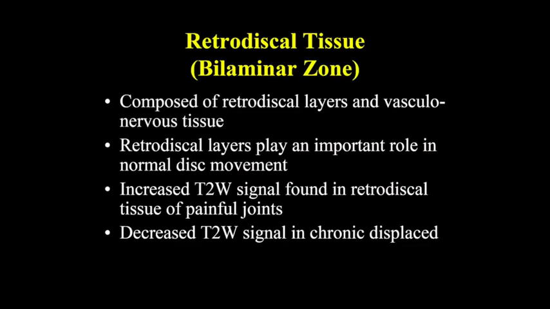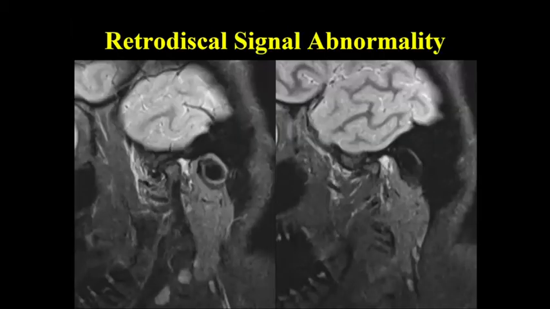The retrodiscal soft tissues are composed of retrodiscal layers and vasculonervous tissues. These play an important role in normal disc movement. Increased signal is seen in the retrodiscal soft tissues of painful joints. We can also see decreased signal in chronically displaced disc. Here we can see the increased signal within the retrodiscal soft tissues.